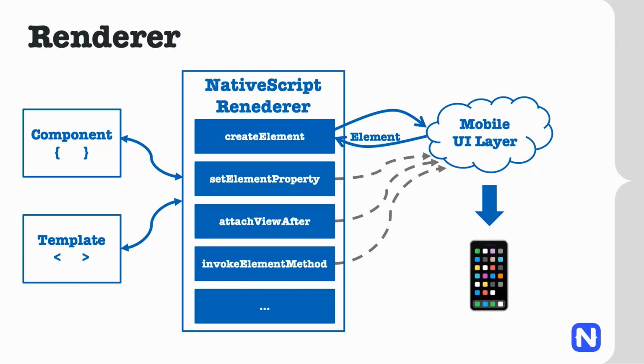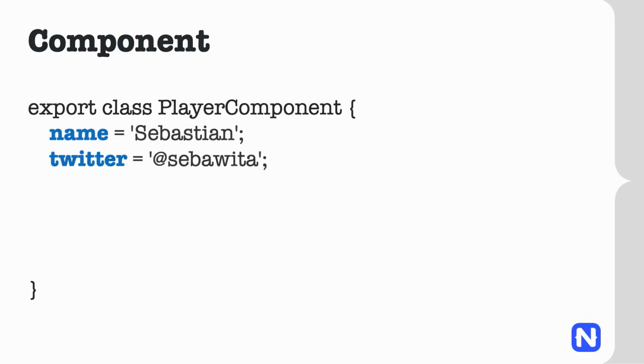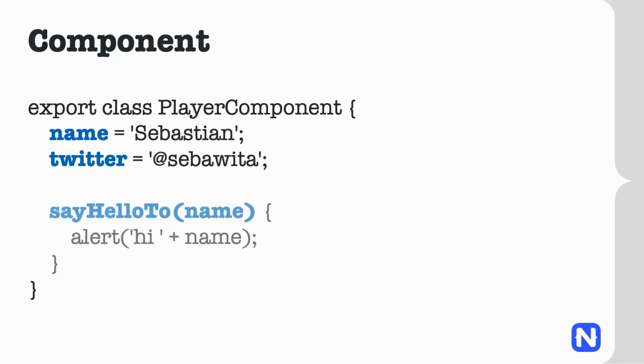So the whole idea is exactly the same syntax, and the same kind of render, but the actual implementation underneath is taken care of for us. So that's basically how we can achieve something that's platform agnostic. So let me give you an example. Imagine you wanted to create a simple page with a player component, and the player will have a name, Sebastian, and a Twitter handle, Sebawita, and then you have some sort of function like say hello to. So if I pass in a name, this will respond with a letter saying hi, and whatever this value is here, right? Super simple component.